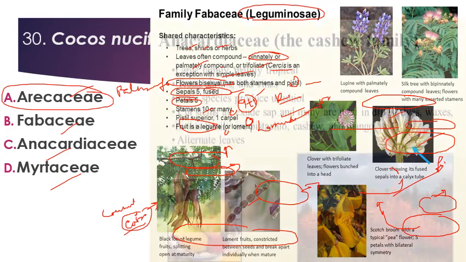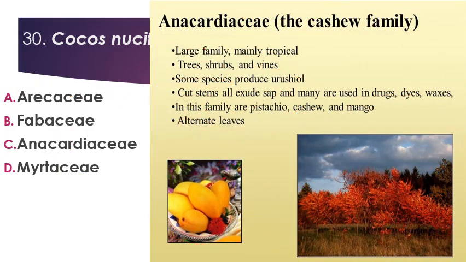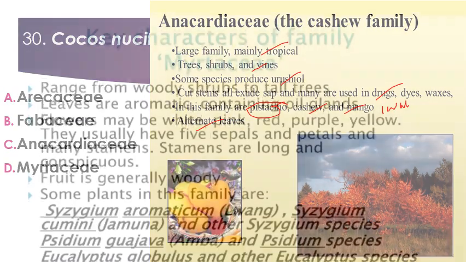Next family is Anacardiaceae. So जिसमें walnut आता है. It is a large family, mainly tropical trees, shrubs and vines आते हैं. इसमें some species produce urushiol. Cut stems exude sap, and many are used in drugs, dyes, waxes. In this family are pistachio, cashew and mango. In addition to this, it also contains walnut. Alternate leaves होते हैं इसमें.